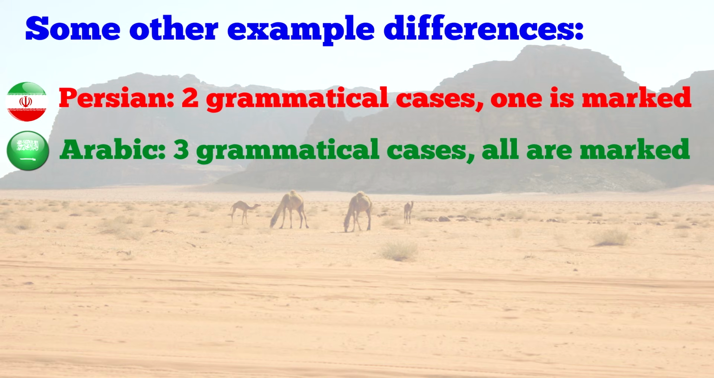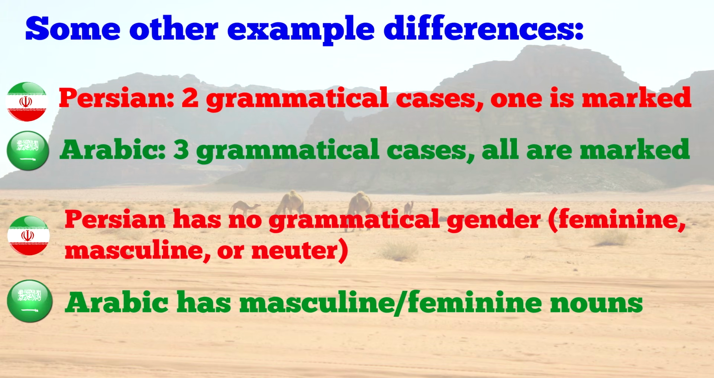One of the differences is Persian language only has two grammatical cases, and only one of them is actually marked, whereas Arabic has three grammatical cases and all three of them are marked. Another difference is that Persian doesn't have any grammatical gender. There's no feminine, masculine, or neuter nouns, which is quite a relief to some of us. So the origins of Arabic and Persian are unrelated, and structurally they are completely different languages.